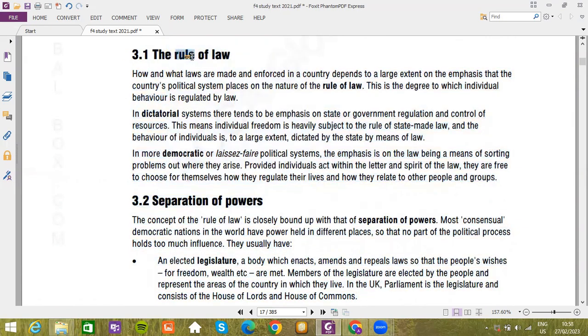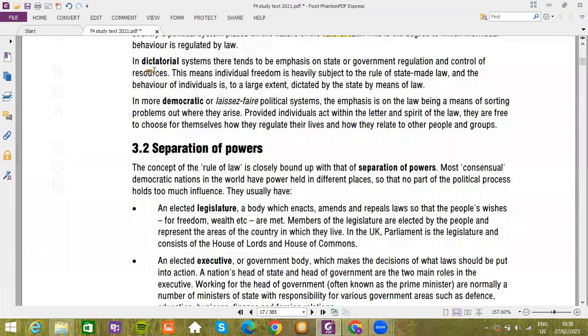So we'll start with the rule of law. How and what laws are made and enforced in a country depends to a large extent on the emphasis that the country's political system places on the nature of the rule of law. This is the degree to which individual behavior is regulated by law. In dictatorial systems, there tends to be an emphasis on state or government regulation and control of resources. This means individual freedom is heavily subject to the rule of state-made law, and the behavior of individuals is, to a large extent, dictated by means of law.